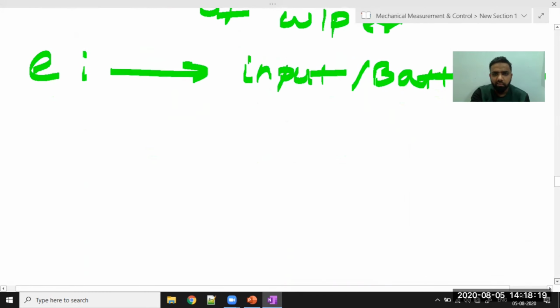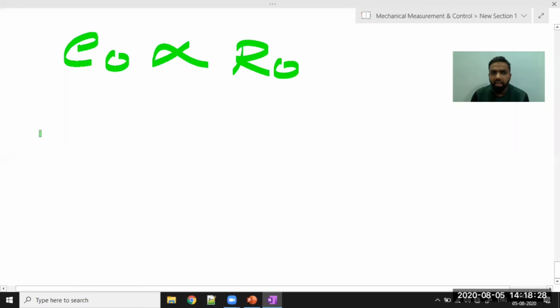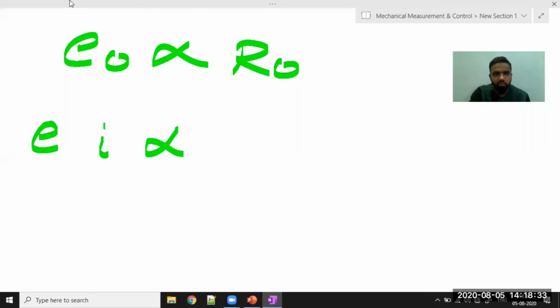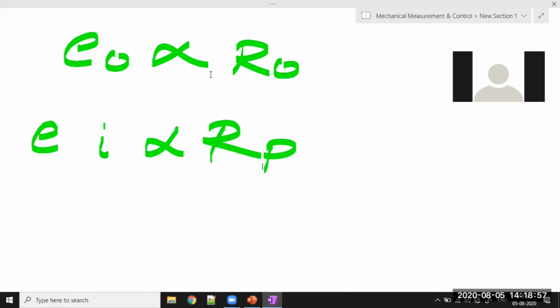Now since I know all the terms, E naught will be proportional to R naught, right? And Ei will be proportional to, can anyone let me know? I'm allowing you to unmute. E naught will be proportional to R naught. Then Ei will be proportional to Rp, the resistance of the potentiometer.